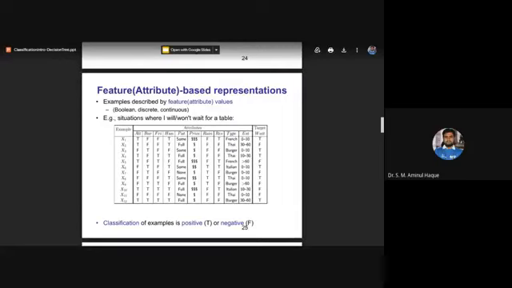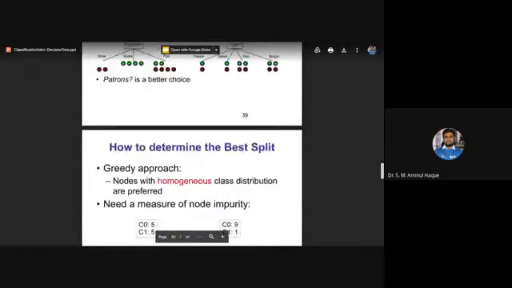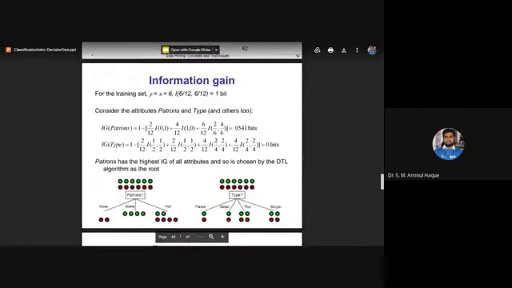For none, how many nones are there? 2. For the probability of none, it will be 2 by 12, right? Yes, sir. So 2, 4, and 6 over 12, and we got exactly the same here. You see, 2, 4, 6. Clear?